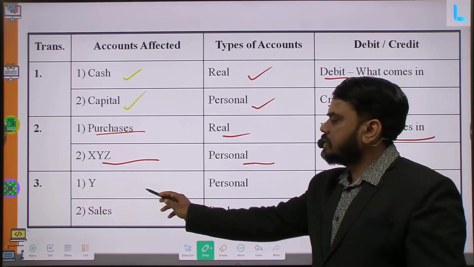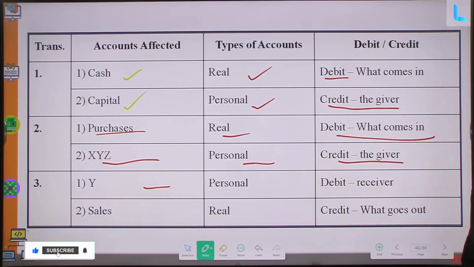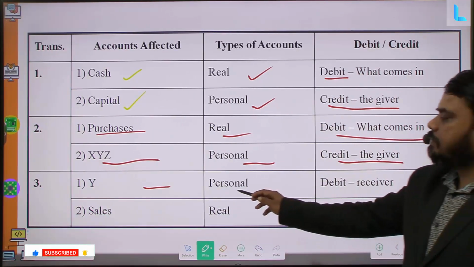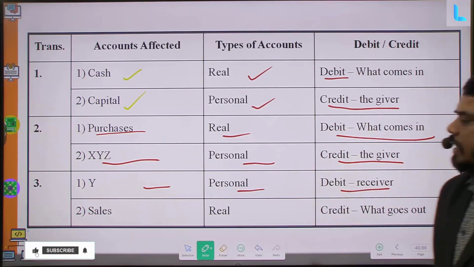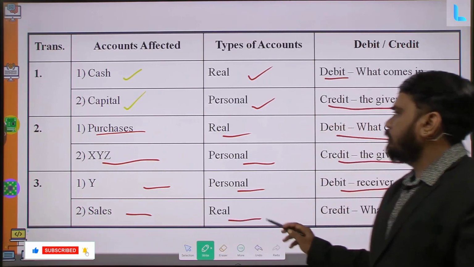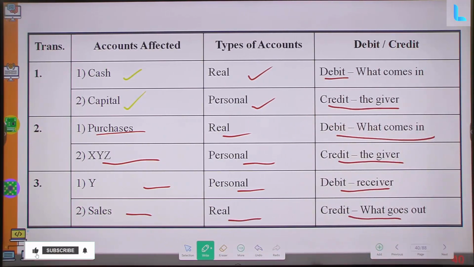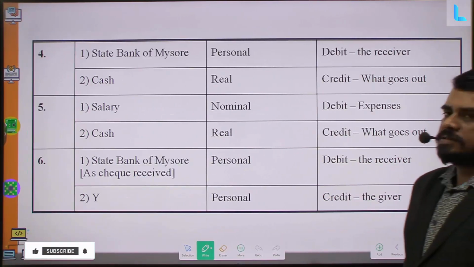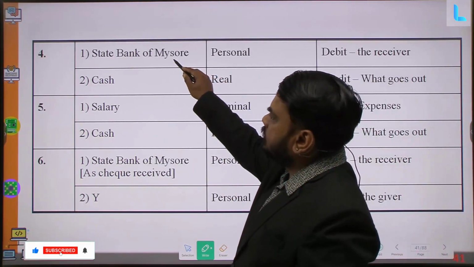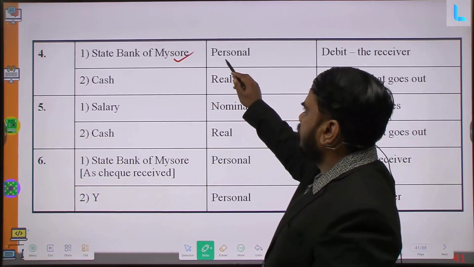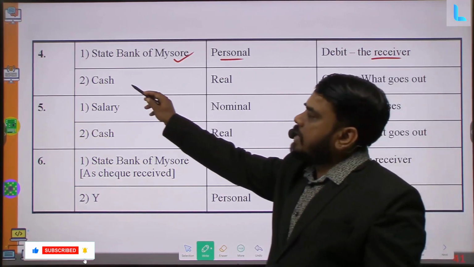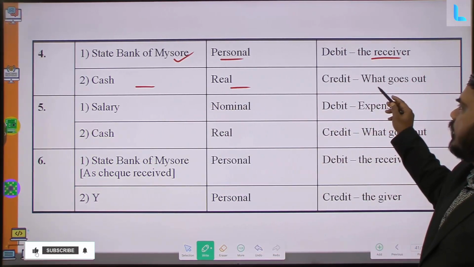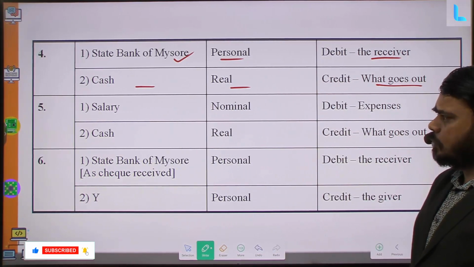Similarly, in the next transaction Y is actually buying goods from us, so Y becomes a personal account. According to that the debit is the receiver, and sales account becomes the real account. So according to that it becomes credit what goes out. So this is how it reflects. Similarly, we are opening a bank account in State Bank of Mysore. So State Bank of Mysore becomes a personal account. So here debit the receiver. Similarly, cash is a real account. According to that, credit what goes out.